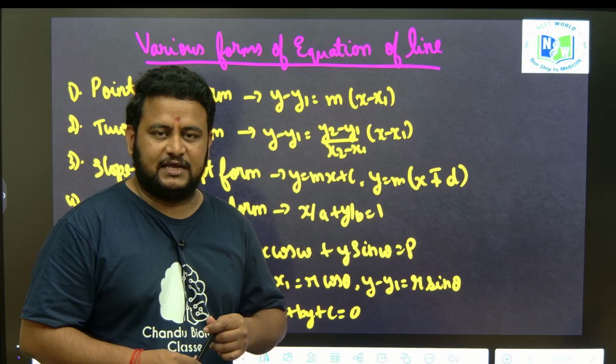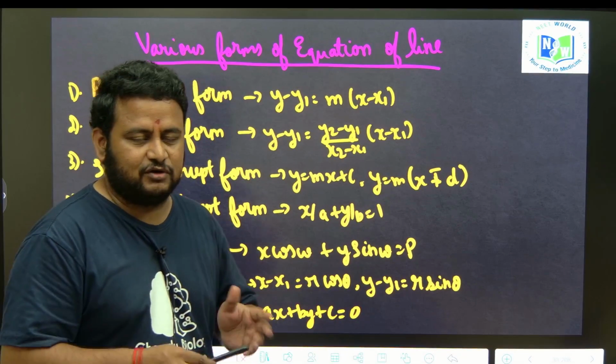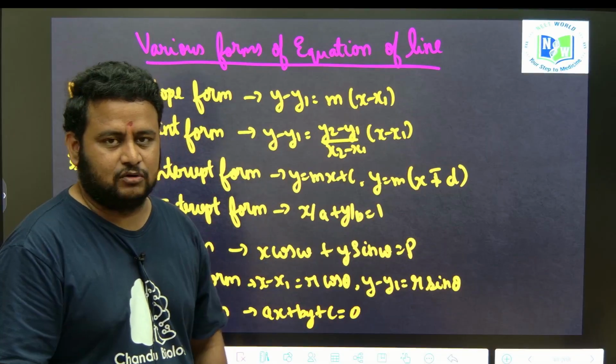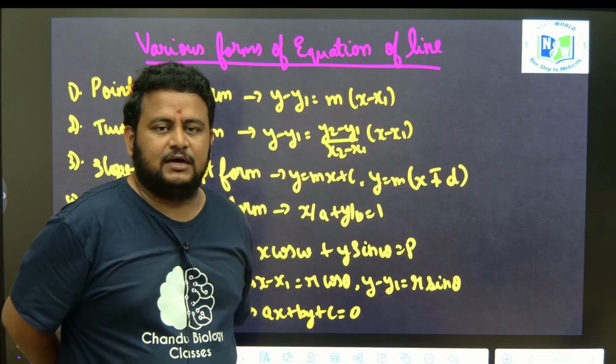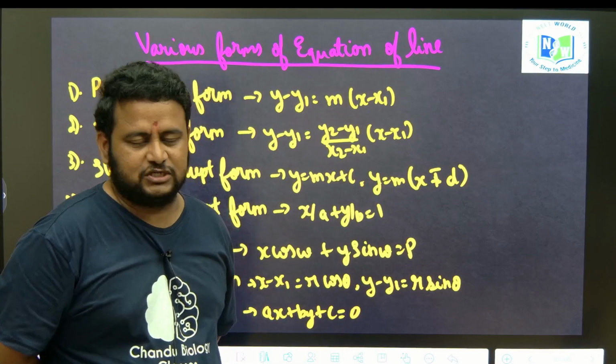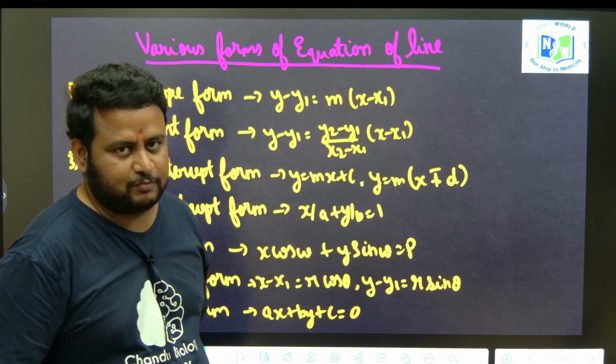Area of triangle ABC should be equal to 0. Half into determinant of those sides should be equal to 0. And also we learnt slope of AB should be equal to slope of BC. Then only the points are collinear. Got it? Not 2 points, it is 3 points that are collinear.